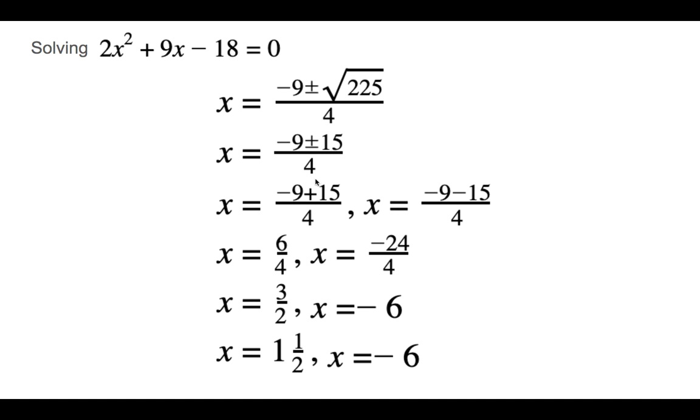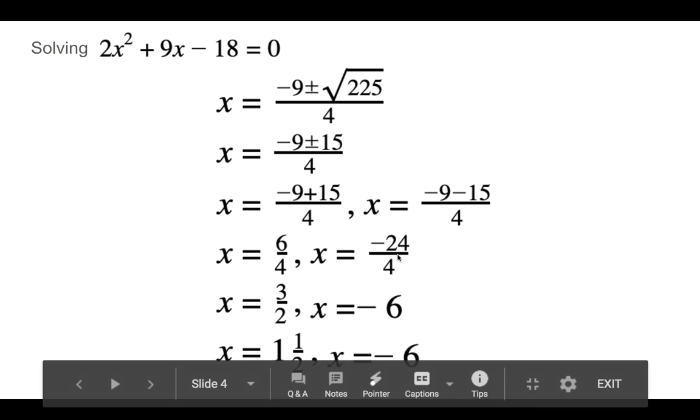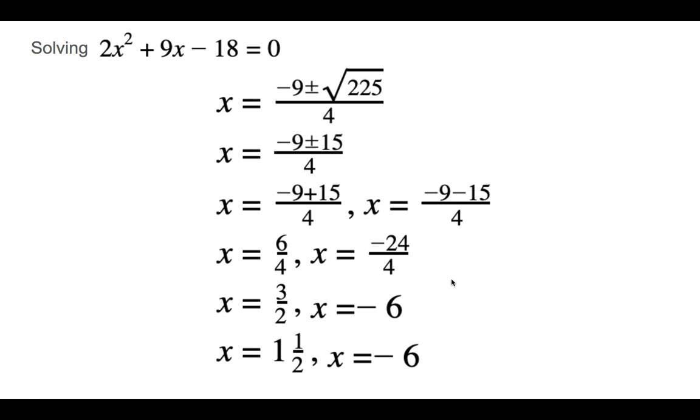So to find the two roots or two solutions, we write minus 9 plus 15. There's the first one, and the other one is with the negative: minus 9 minus 15. We get 6 when we add the negative 9 and 15 together. We get negative 24 when we add these two together here. And then 6 divided by 4 is 1.5. Negative 24 divided by 4 is negative 6. Okay, so we've gone ahead and solved that using the quadratic formula.